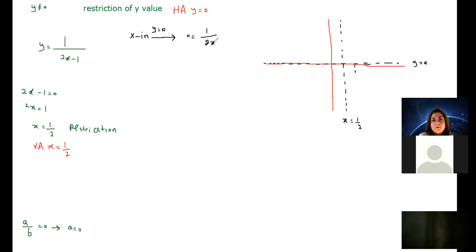Again, see there, 0 is equal to 1 over, so the numerator is fixed. You never have an x-intercept. How about the y-intercept?